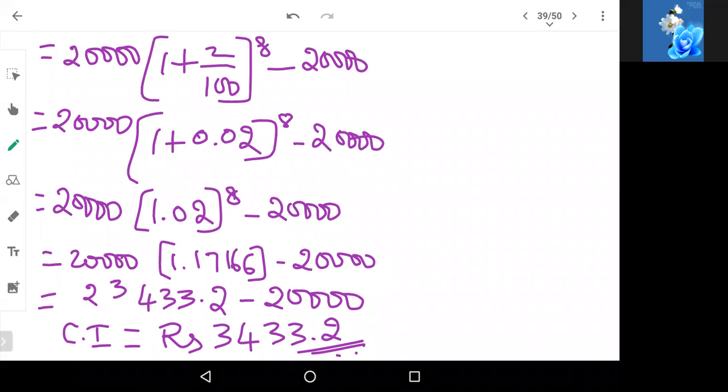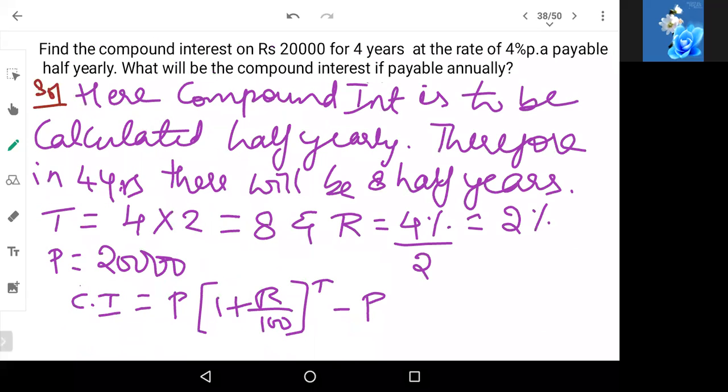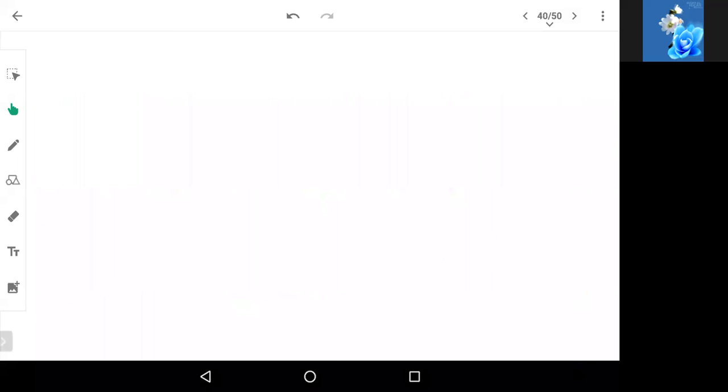Understood this part? Any doubts in this part here? Okay. Now that was the first part of the question. Now see the second part of the question. What will be the compound interest if payable annually? If we pay annually, annually means as usual, you will find the answer. So solve it in a usual way.